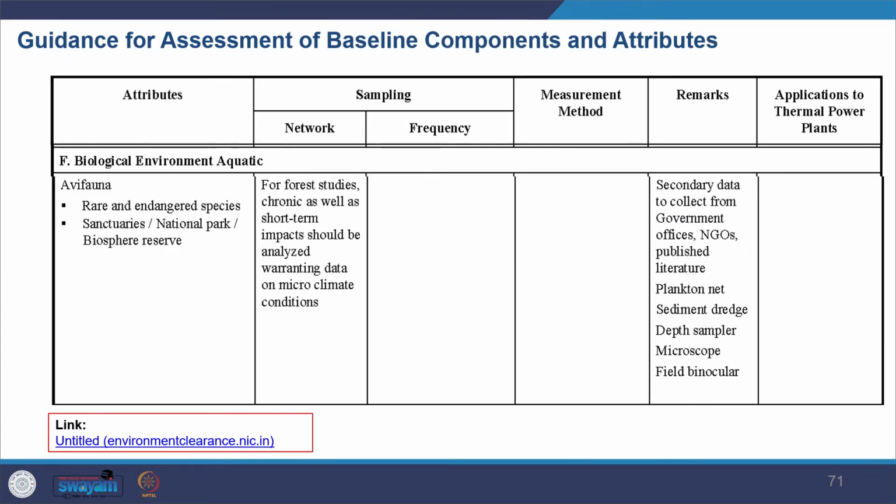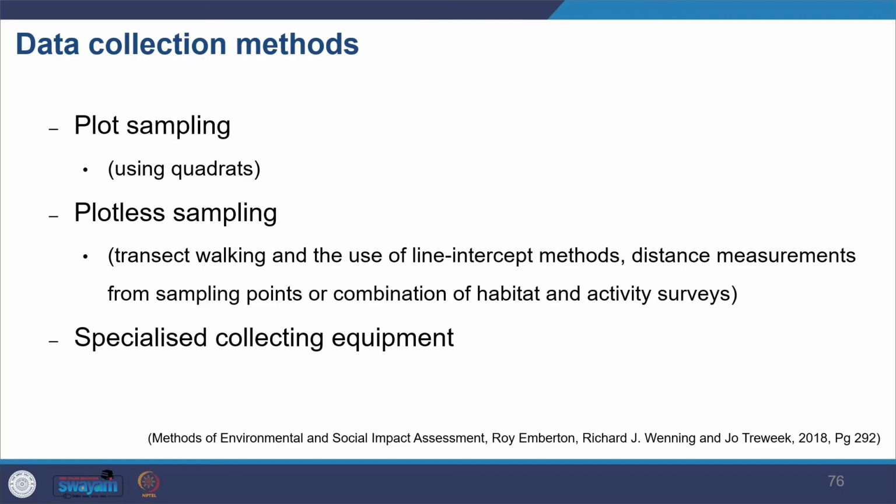Appropriate sampling methods have to be selected depending on what guidance is available in your country. You also have to decide this based on what kind of data analysis you're going to perform. Data collection methods, if you see, include plot sampling. Plot sampling involves taking observations, usually for plant species, within defined plots. So you would define the plot, and then you would have quadrats for those plots, and then you will take observations. You'll also have plotless sampling.